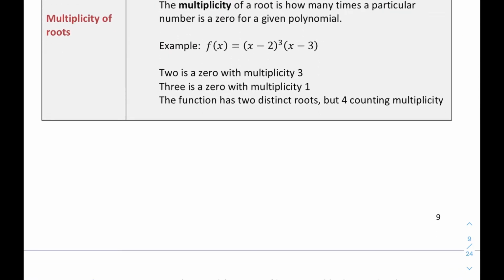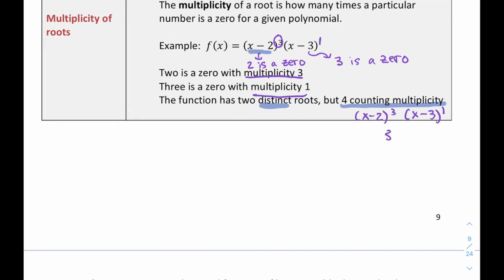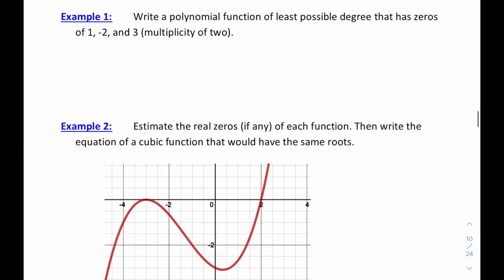So your factors, or the zeros associated with those factors, have what's called a multiplicity, which is basically how many times that factor appears in your polynomial. So this one, 2 would be a 0 with multiplicity of 3. And 3 would be a 0 of multiplicity 1. So those are two distinct roots of my polynomial, 2 and 3, but there are really 4 if I count my multiplicity. 2 occurs 3 times, 3 factors of it, and 3 occurs once. So we're going to write a polynomial that meets some requirements. That multiplicity of 2 goes with just 3, by the way.